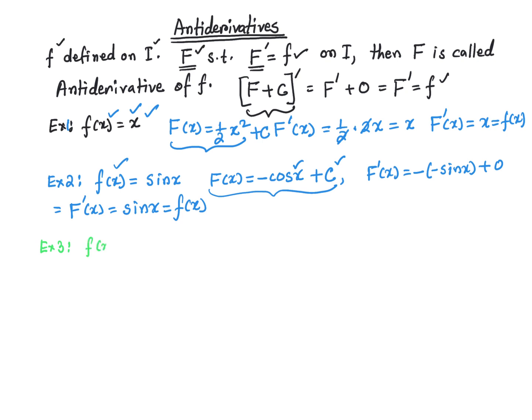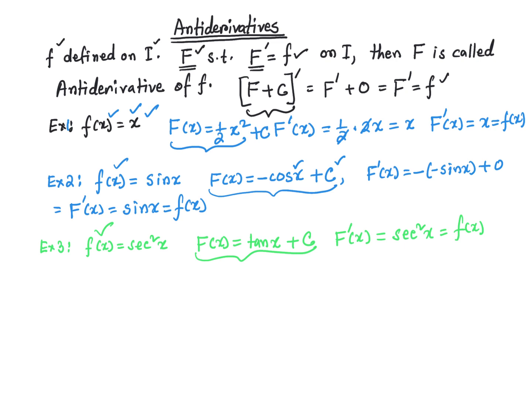Maybe f of x is equal to secant square of x. Now, can we find a function that, when I take its derivative, gives secant square of x? That's not hard to find. My function is going to be tangent of x plus some constant. If you take the derivative of tangent x, you get secant square of x. F prime of x is secant square of x, which is just f of x. So this function is the antiderivative of secant square of x.